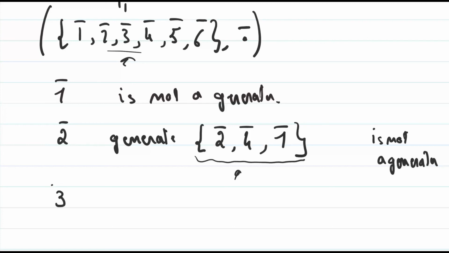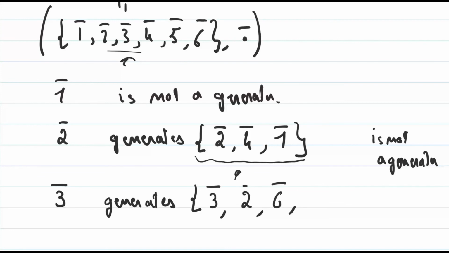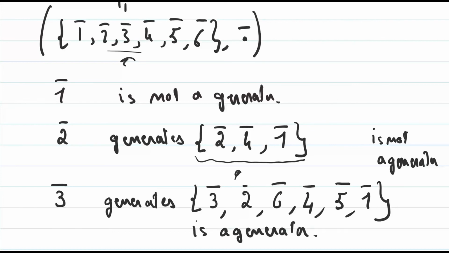Now what about 3 bar? What subgroup does 3 bar generate? 3 bar squared is 9 bar, which is 2 bar. When I multiply it by 3 bar, I get 6 bar. And when I multiply by 3 bar, I get 18, which is 4 modulo 7, times 3, 12, which is 5, times 3 is 15, which is 1 modulo 7. Times 3, I get back to here. So all the elements of the group can be written as powers of 3, so it is a generator. I let you check the other elements, 4, 5, and 6.